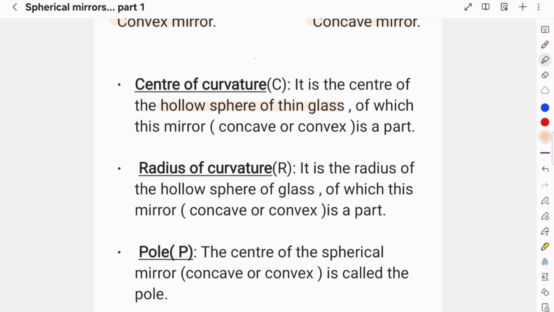Okay. Now let's see the radius of curvature. It is the radius of the hollow sphere from which these two mirrors were cut. So these mirrors which are cut from this hollow sphere will have the same center of curvature and the same radius of curvature.